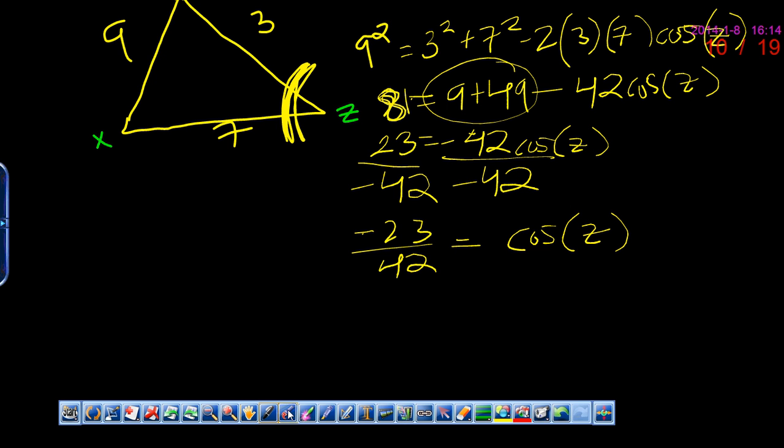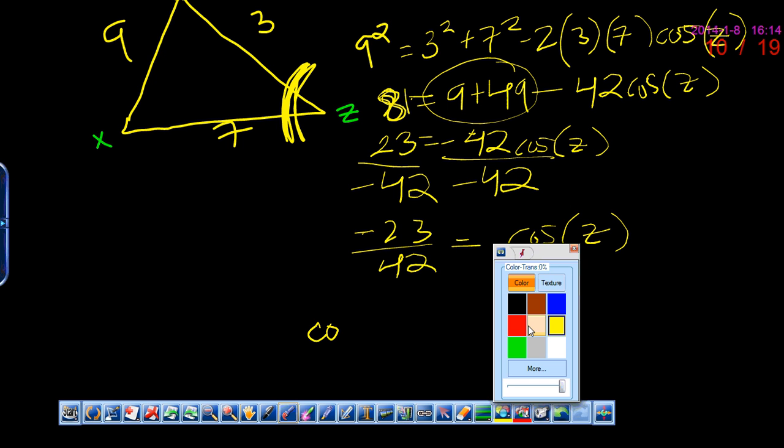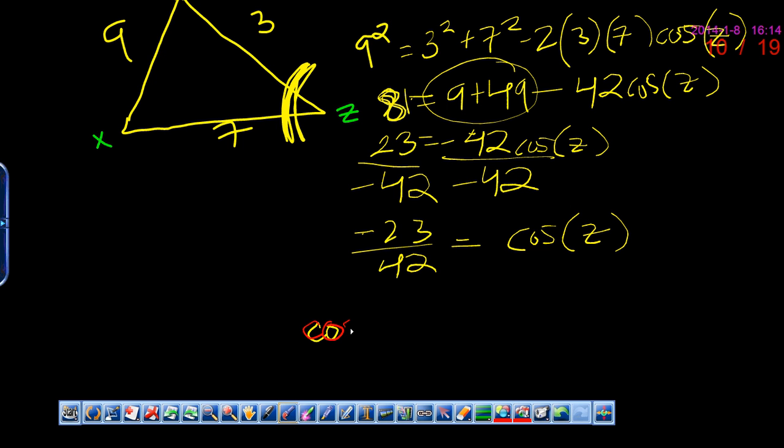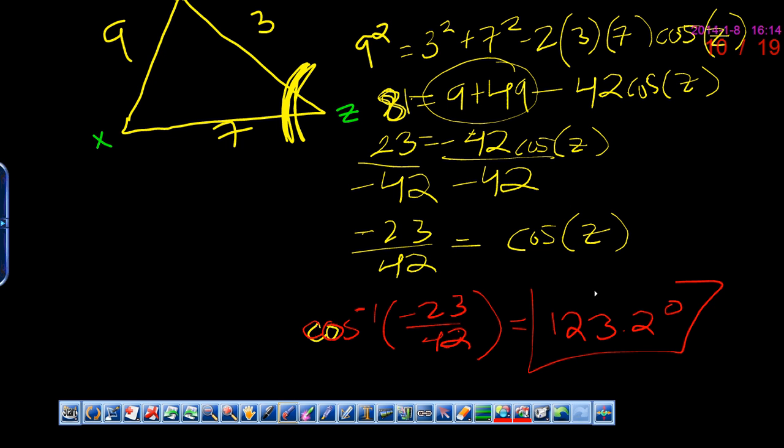The last thing, which most of you probably figured out by now, I'm going to do the inverse of cosine. So the inverse of cosine, cosine to the -1, of that -23 over 42. Anytime we're trying to find an angle, we're always going to use the -1 power, that second cosine function. And I get 123.2 degrees. Make sure your calculator's in degrees when you do that.